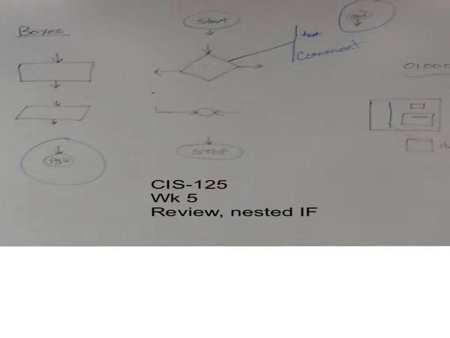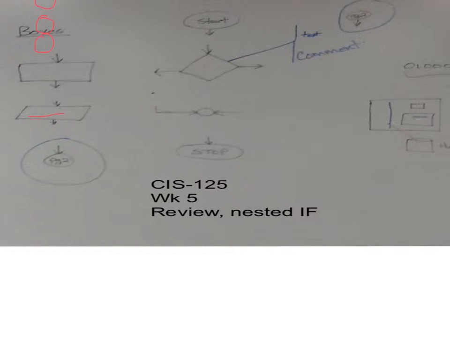First of all, review. We talked about some items here in terms of the boxes. A process box or calculation box, one arrow in, one arrow out. Input-output box, one arrow in, one arrow out. You never have more than that in those type of boxes.